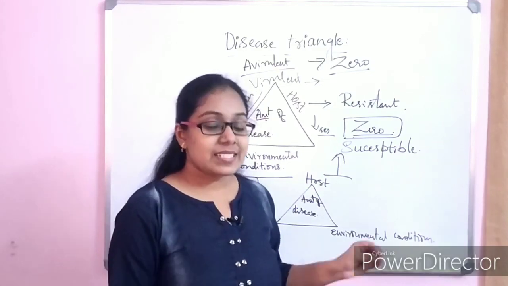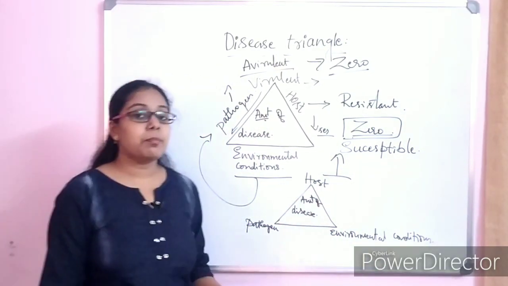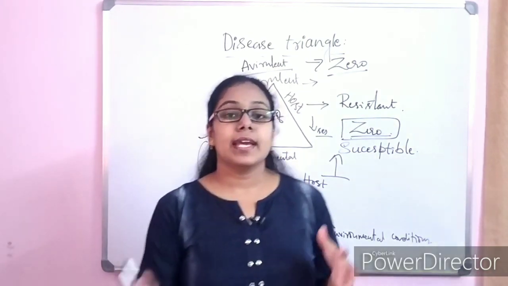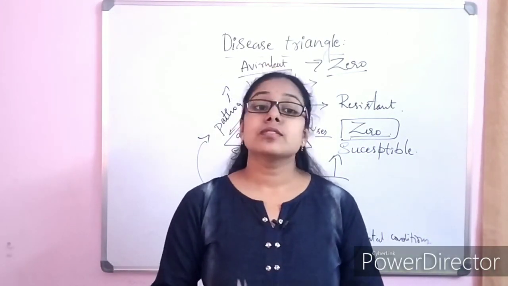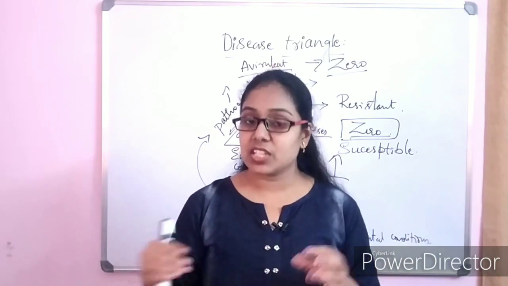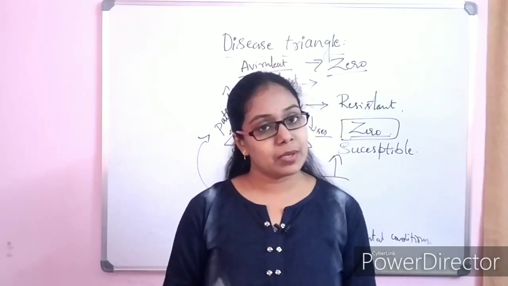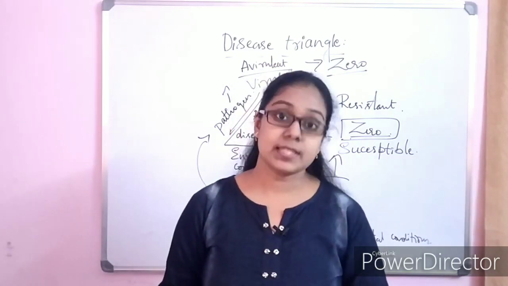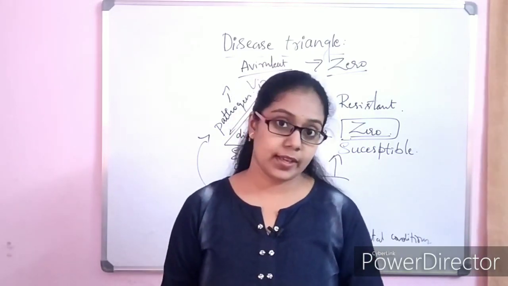So this is about the disease triangle, which mainly explains the interaction of host, pathogen and environmental conditions. If any of these components changes or varies or becomes zero, what is the condition of the disease in the host plants? That is what we studied in the disease triangle.